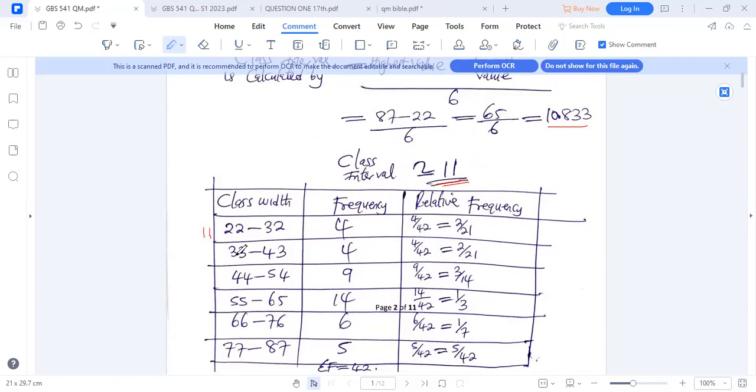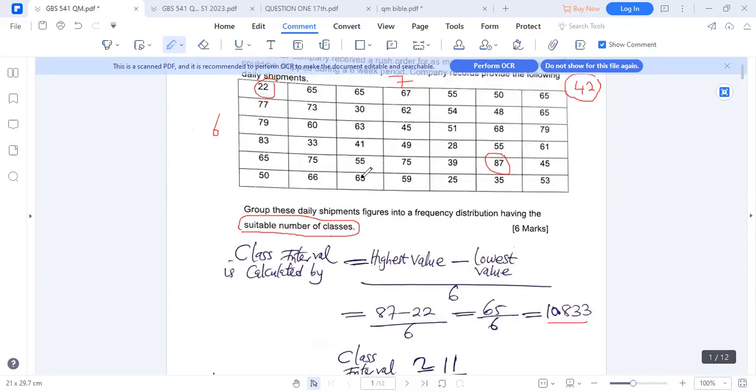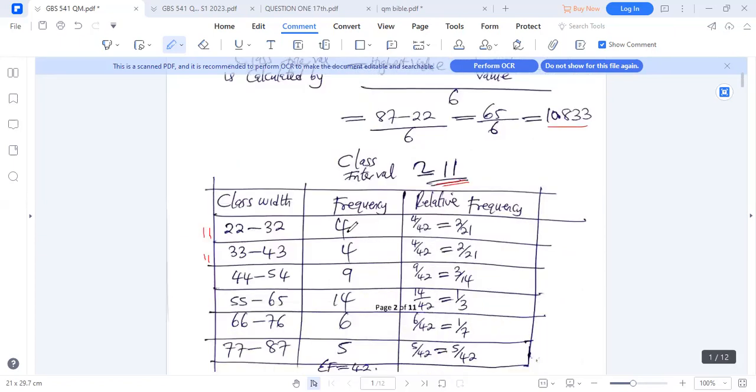Then we go to 33, 34, 35, up to 43, so we have 11. Then we have from 44 up to 54. So you just start picking in there. I'm not going to take the whole time to pinpoint that because I've verified this twice. So we have 4 of the frequency between 22 and 32. We have 4 between 33 and 43. We have 9 between 44 and up to this. So these are our frequencies.